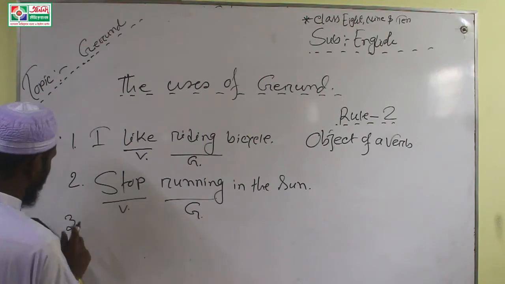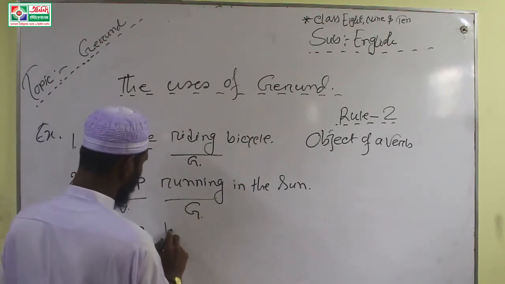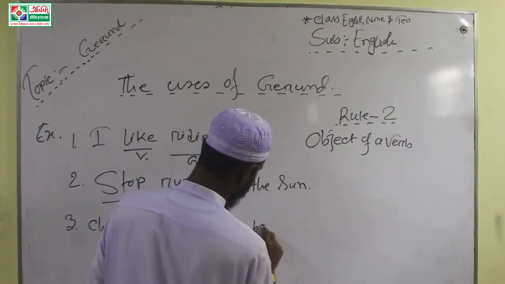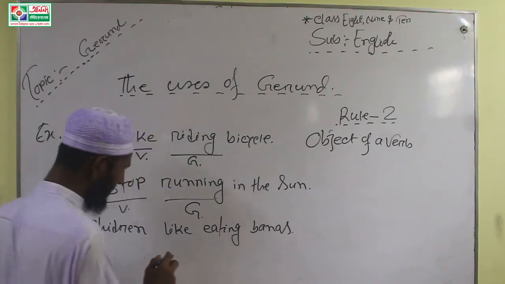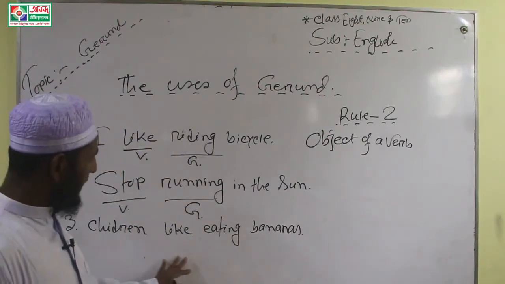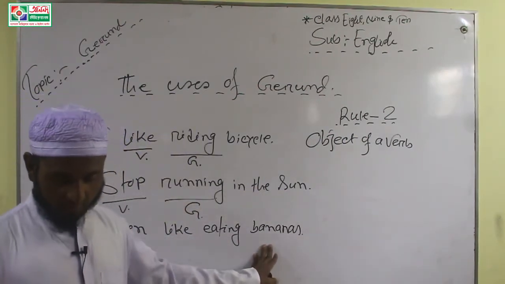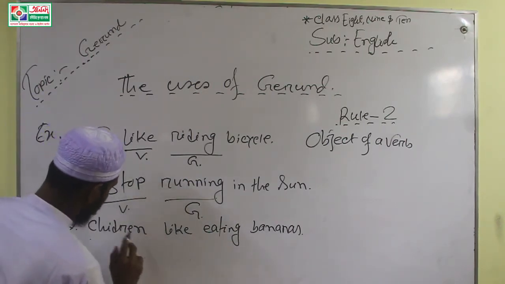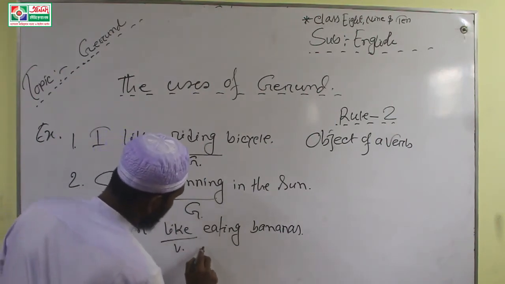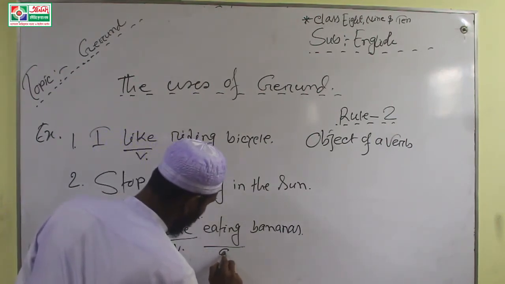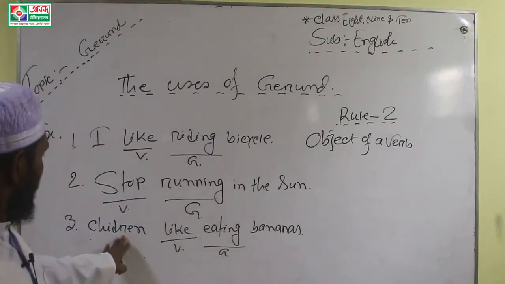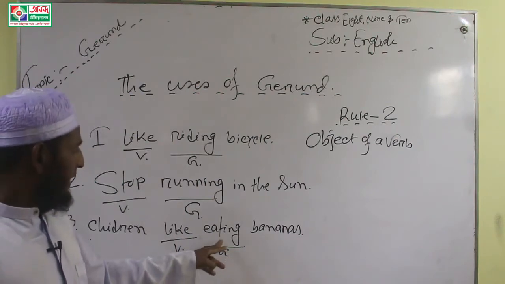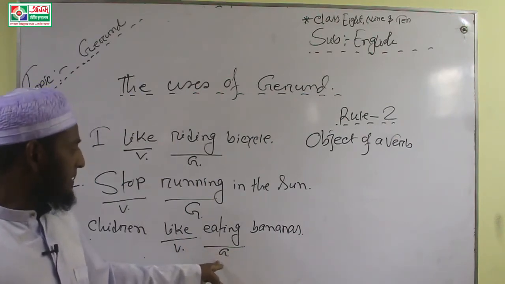Number three, children like eating bananas. Okay. Children, this is verb and this is object, that means gerund. Children like eating bananas. Like here is verb, eating, it's verb's object, that means gerund.